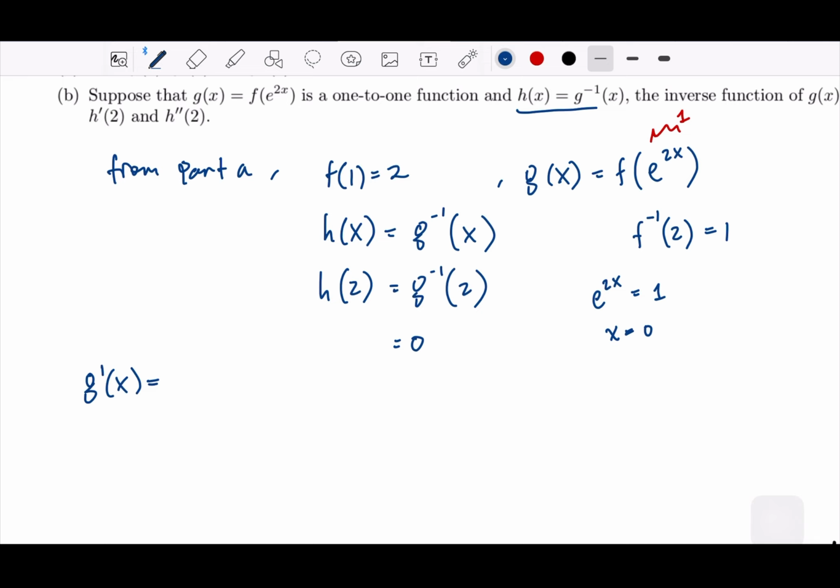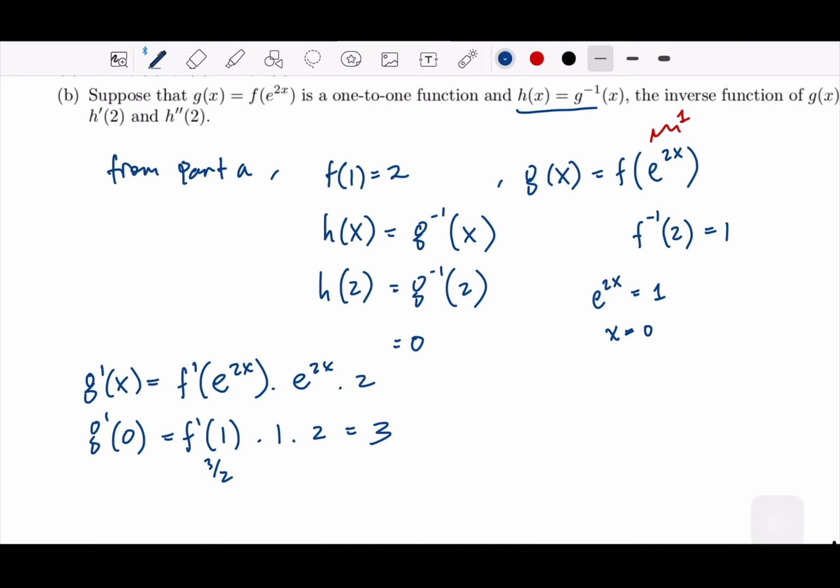From g'(x), we will have f'(e^x), and then e^x, and then multiply by 2. So g'(0) is equal to f'(1) multiplied by 1 multiplied by 2. And from part A, we know that this is 3/2. So this will be 3.